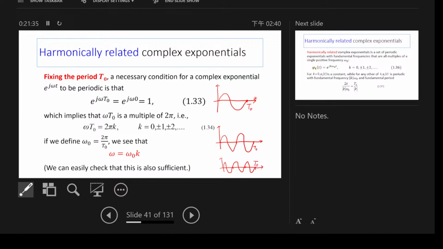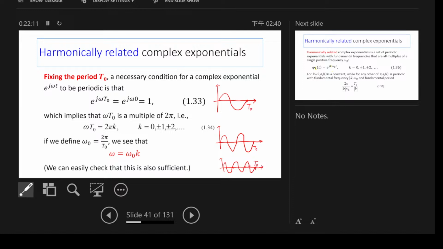But this is not the only thing we can do. We can also fit more oscillations between 0 and t naught. So we can have a signal that oscillates twice between 0 and t naught, and we can have a signal that oscillates 3 times between 0 and t naught, etc. So we will have those signals with higher and higher frequency, and they all share t naught as one of their periods, but only for this signal is t naught the fundamental period. For this signal t naught will be twice the fundamental period, and for this signal t naught will be 3 times the fundamental period.